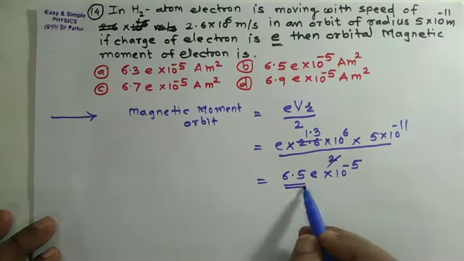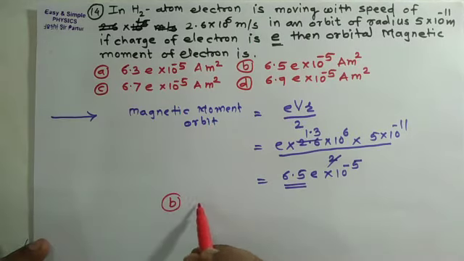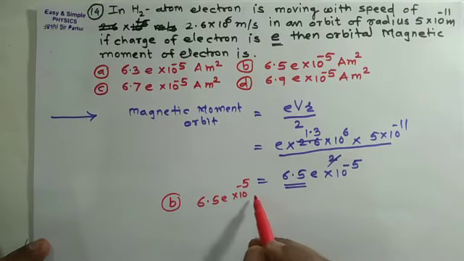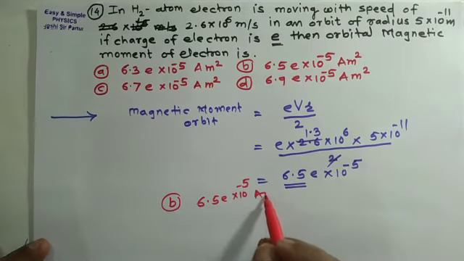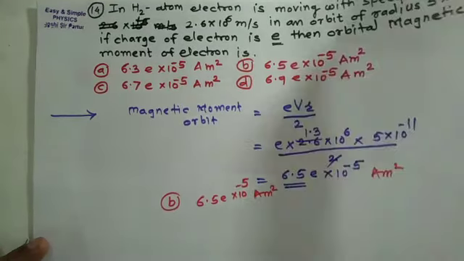So here the answer will be option B, 6.5 e × 10^-5 ampere meter square. That will be the answer.